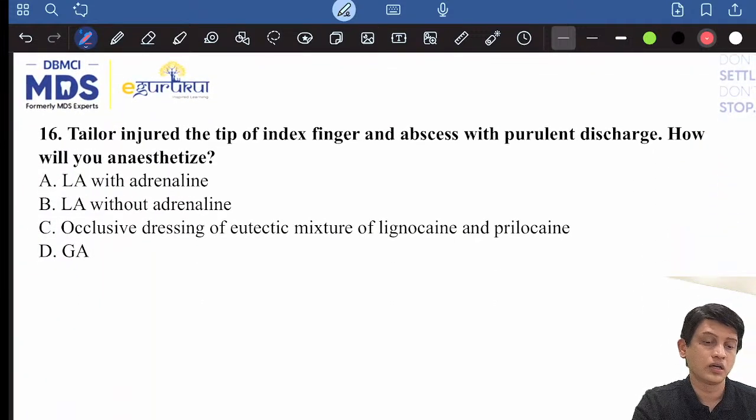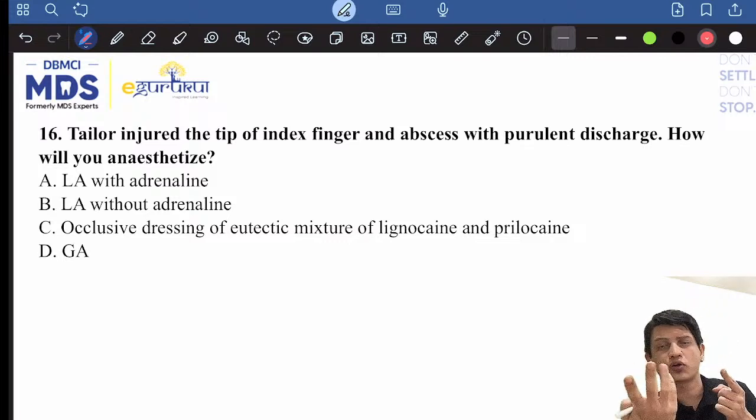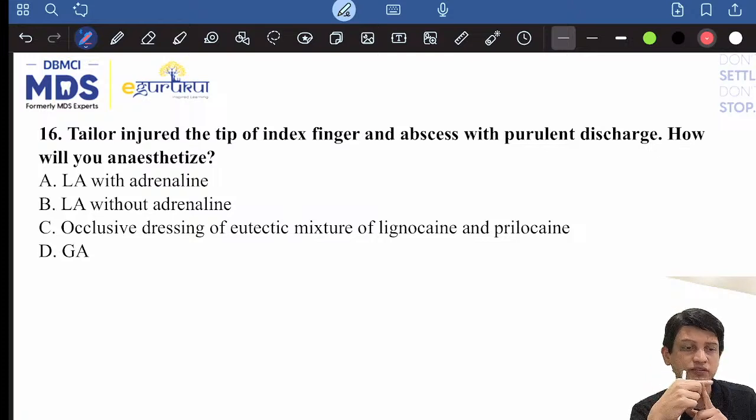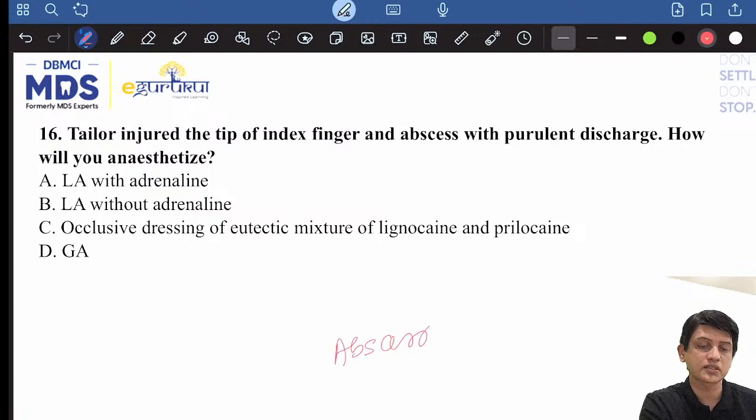Next. Okay, this is interesting. See, some anesthesia related questions can also come in surgery. Taylor injured the tip of the index finger, and an abscess formed with purulent discharge. How will you anesthetize? You have to do incision and drainage for any abscess. What's the treatment for an abscess, anywhere? Treatment is incision and drainage. Correct.